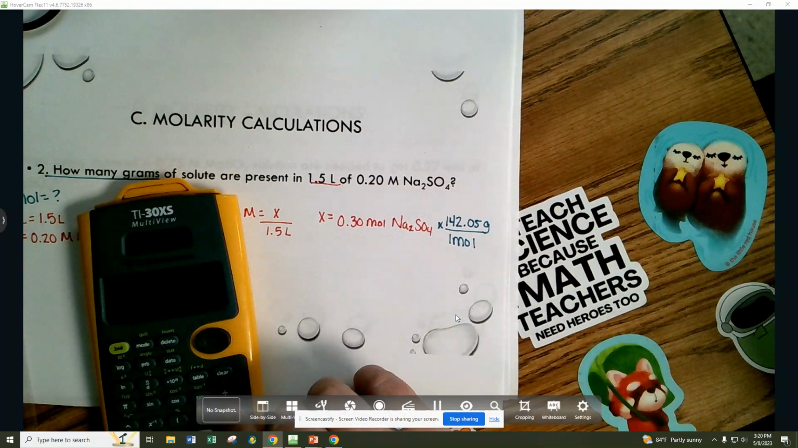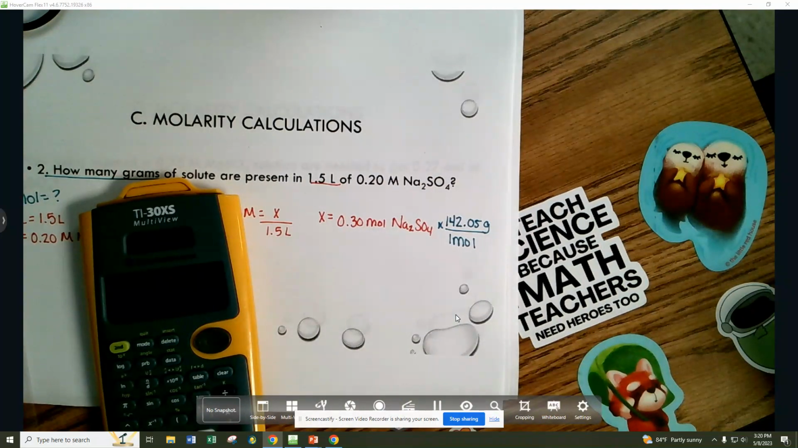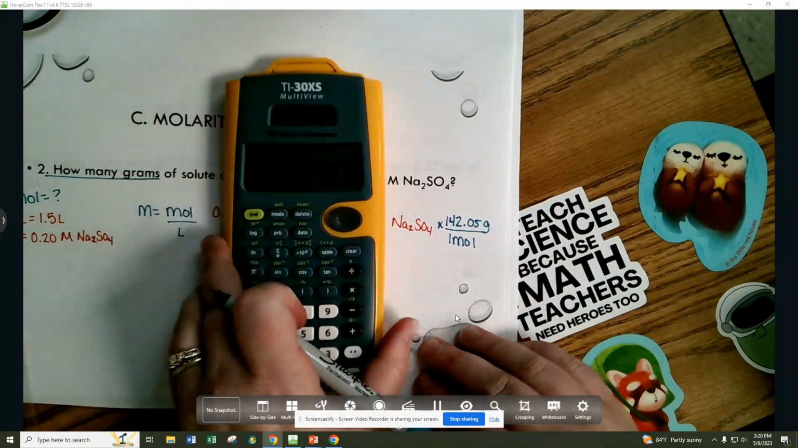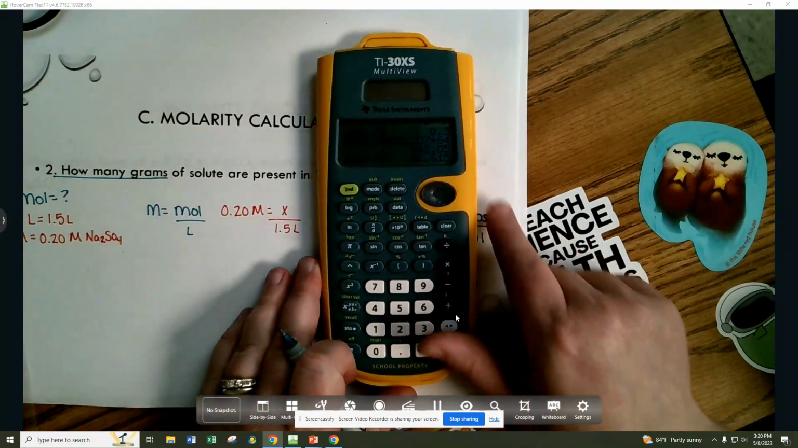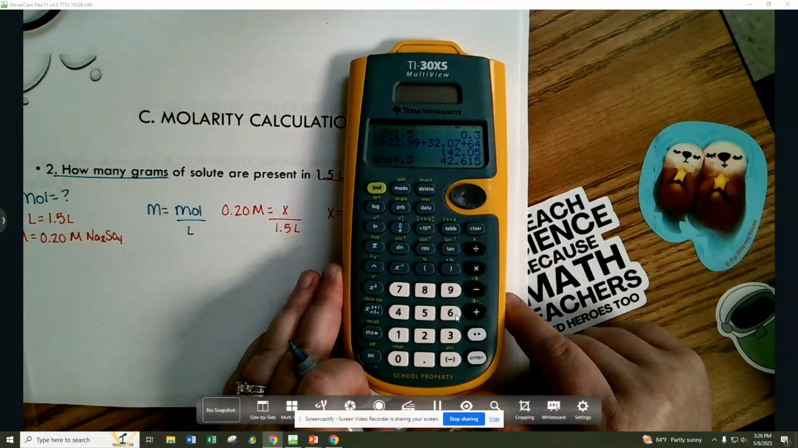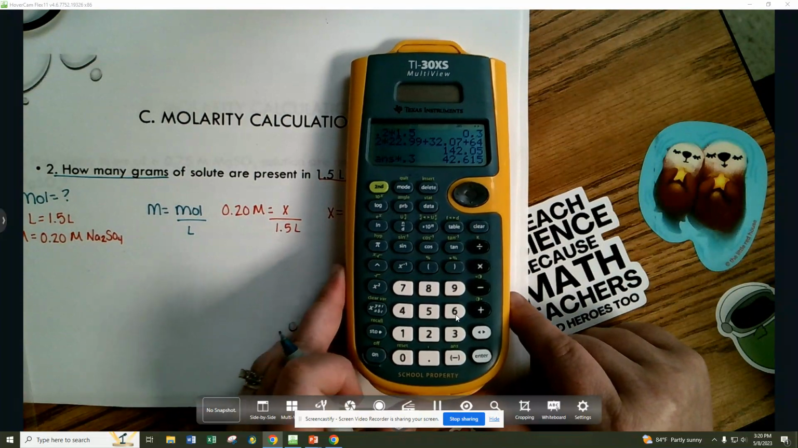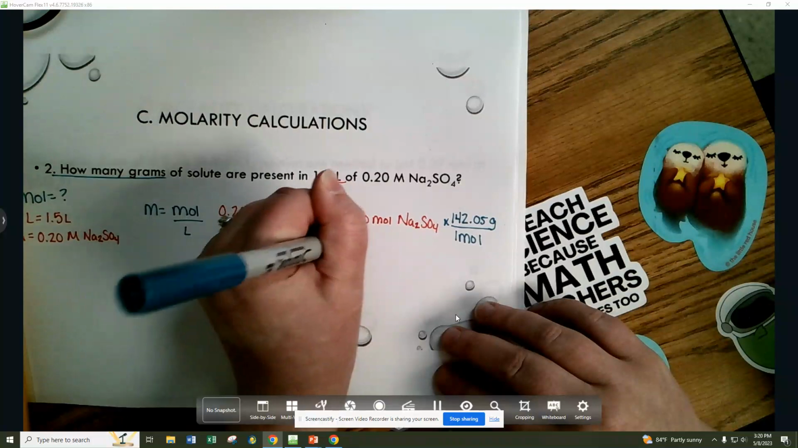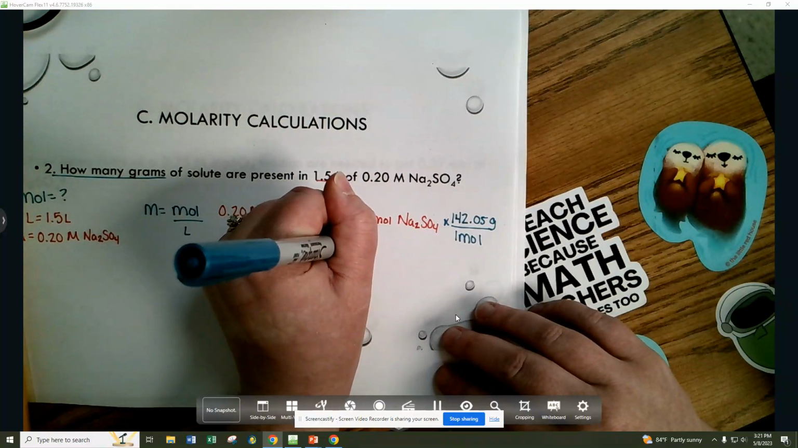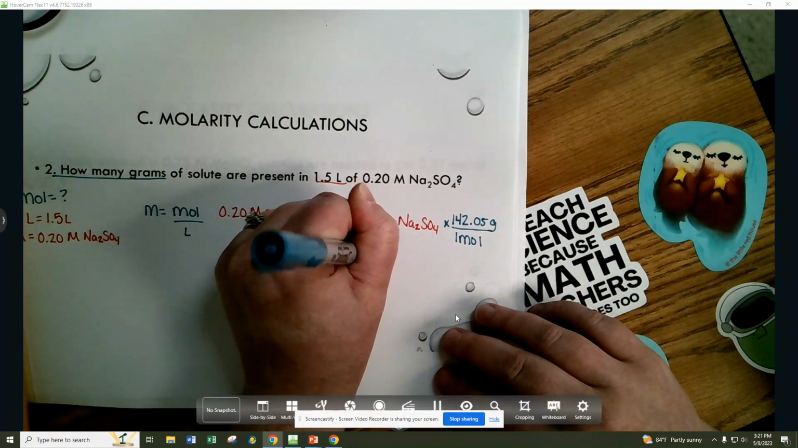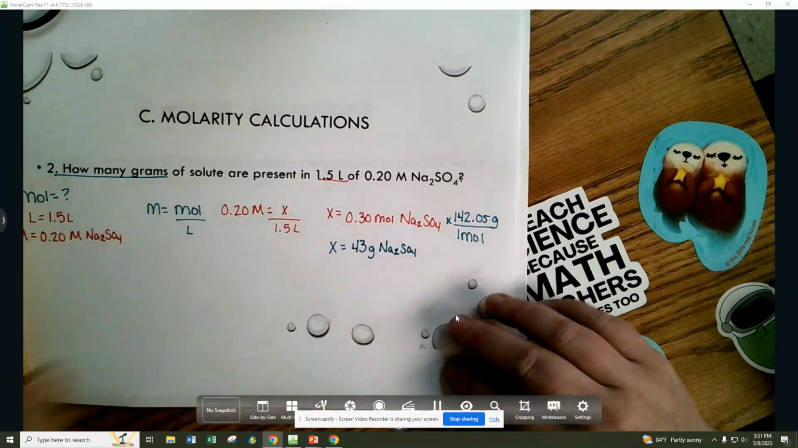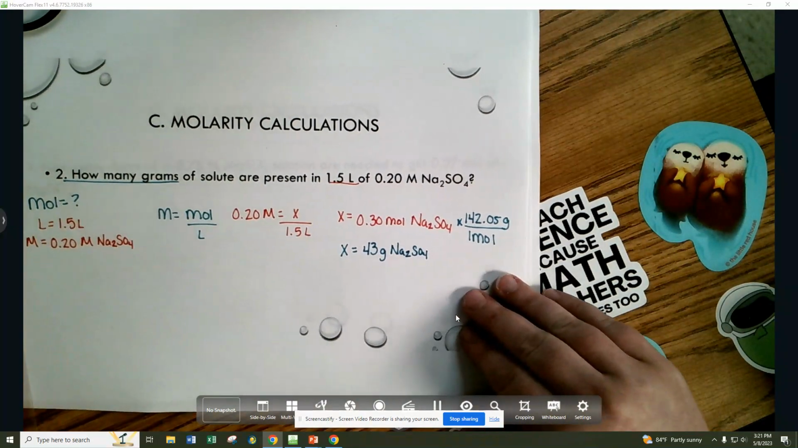And I'm going to go ahead and multiply by my 0.3. I can keep 2 sig figs. So through rounding, not that you can see this, there we go. Maybe that's a little better. Through rounding, I would say with the correct number of sig figs, X, the number of grams from the number of moles, would be 43 grams of Na2SO4. And that gets you through number 2.